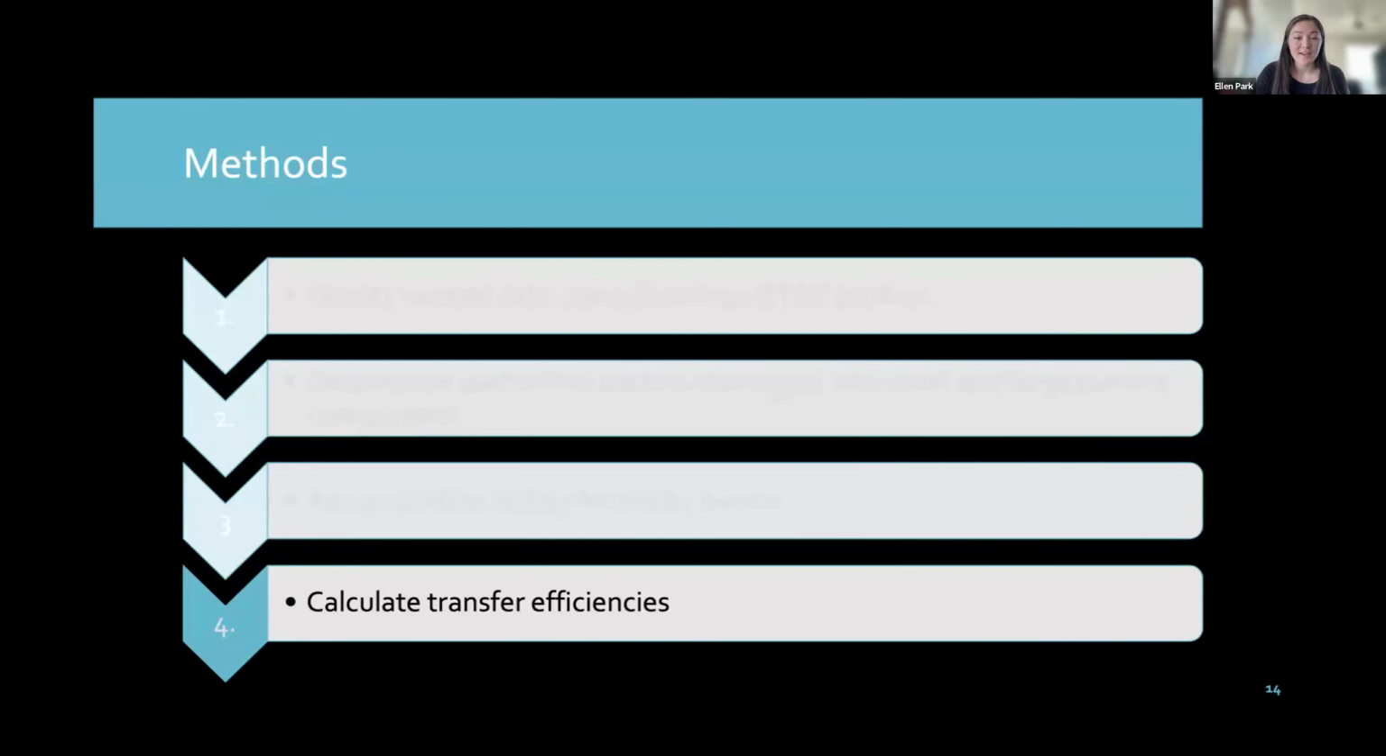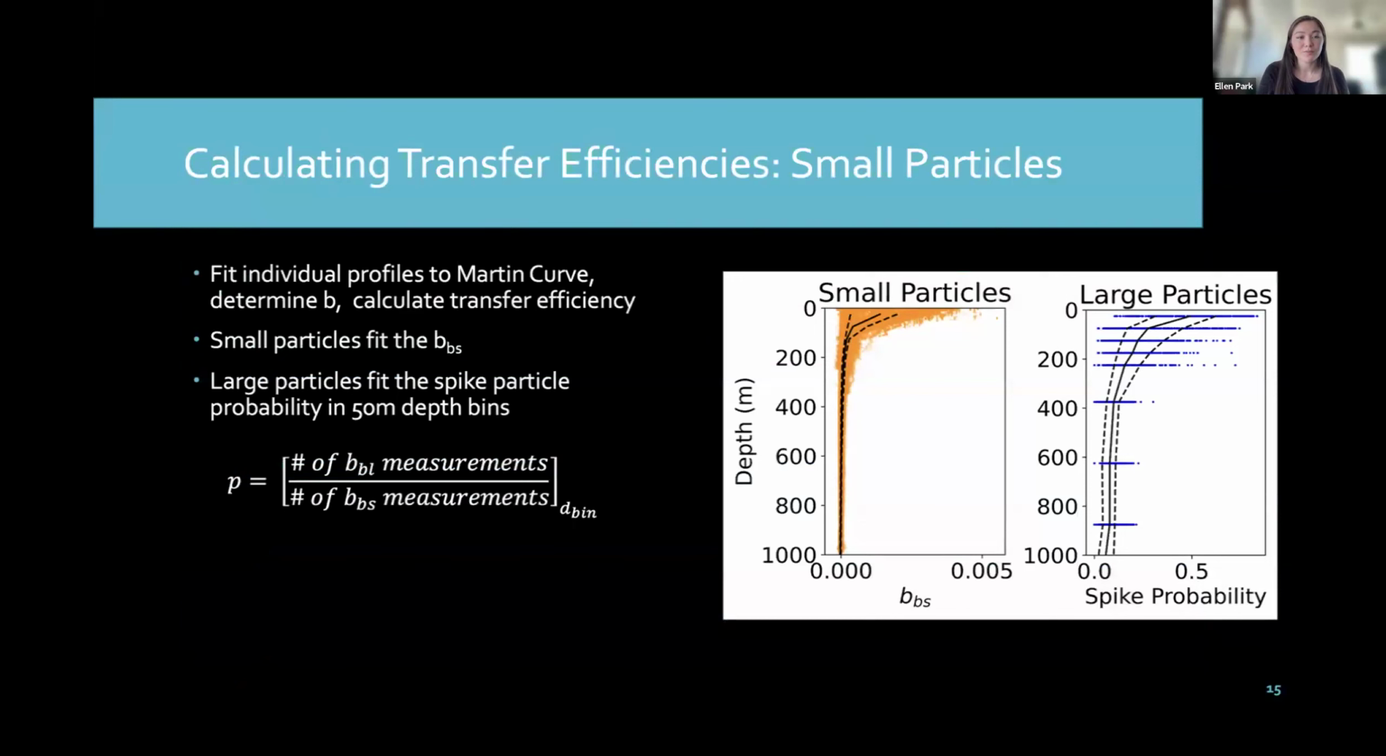So once we've assigned every profile to a biome, we can calculate the transfer efficiencies. And as I mentioned before, what we're going to do here is fit individual profiles to the Martin curve to get that B value and then calculate the transfer efficiency. So for the small particles, we're fitting the small particle backscatter signal. And on the left part of this figure, you can see all of the small particle backscatter profiles from one float with the solid black line as the median profile values. And so you can see that the median profile gives that nice power law curve. So that works out pretty well.